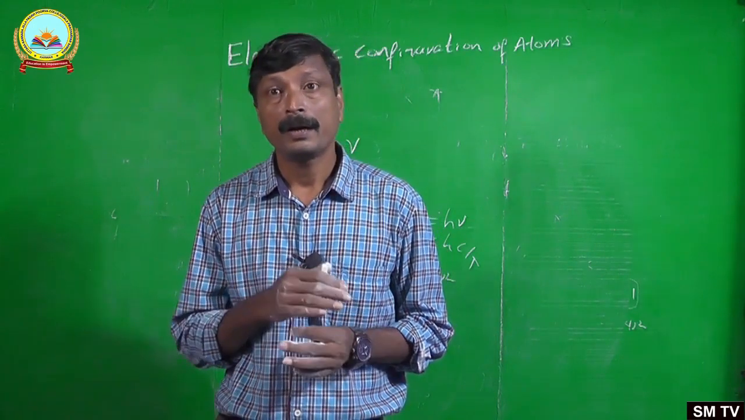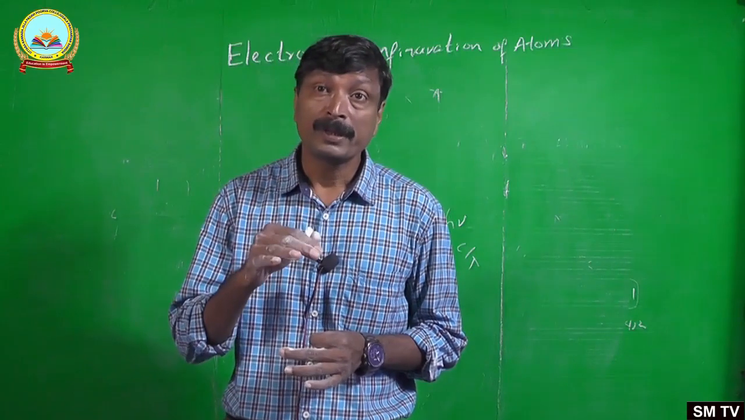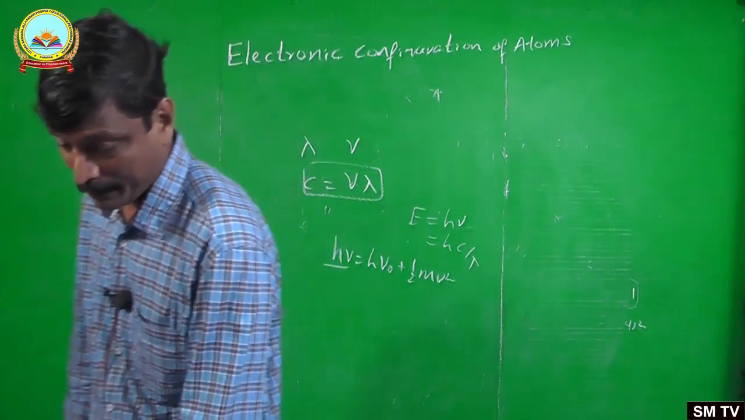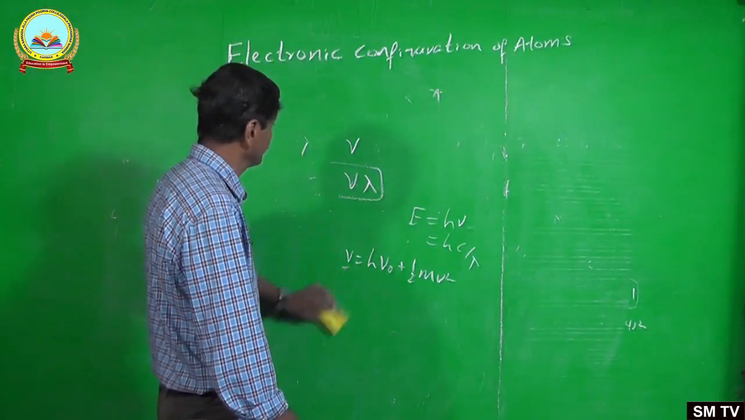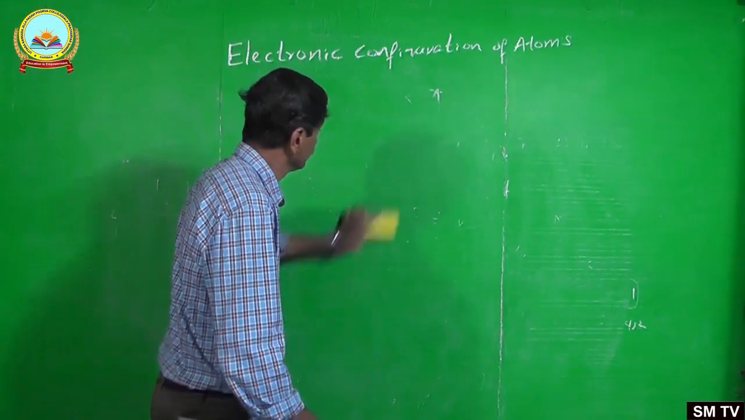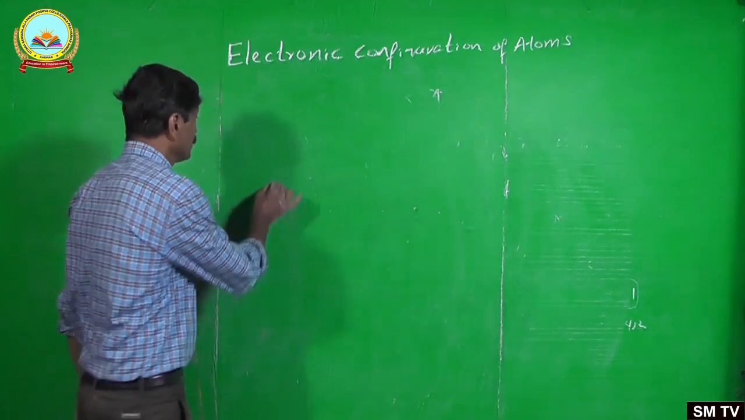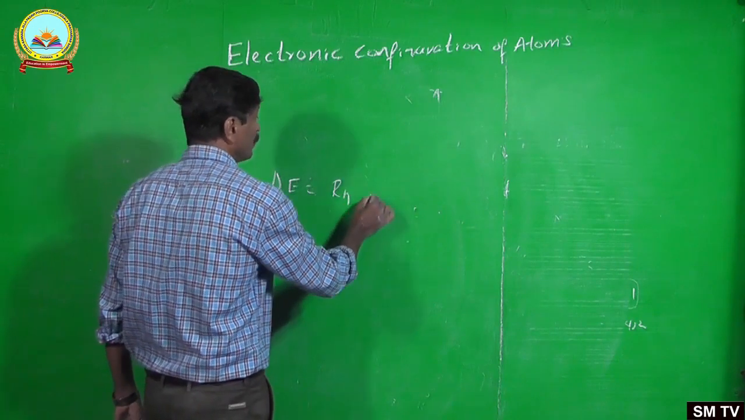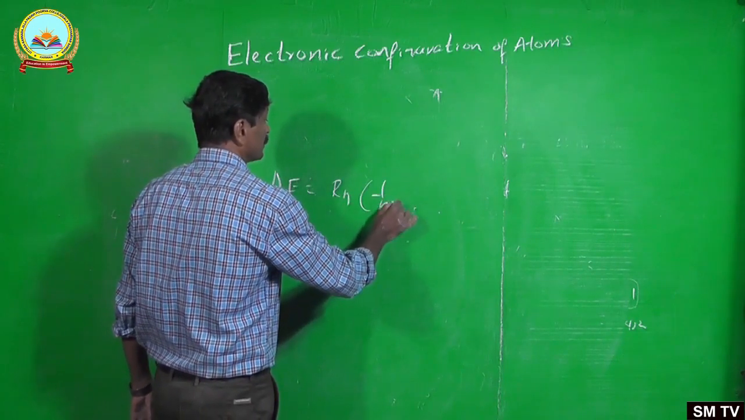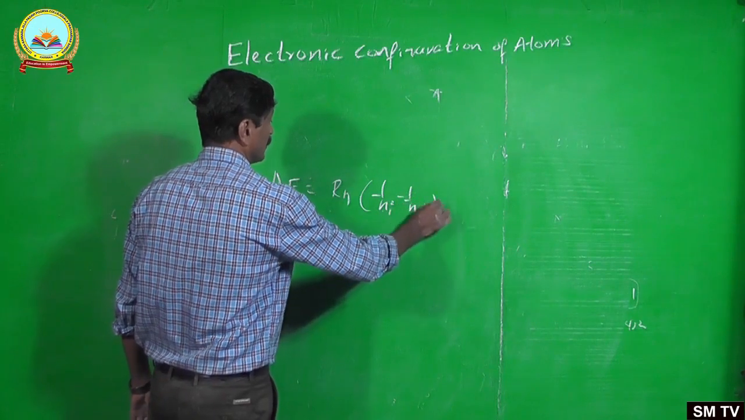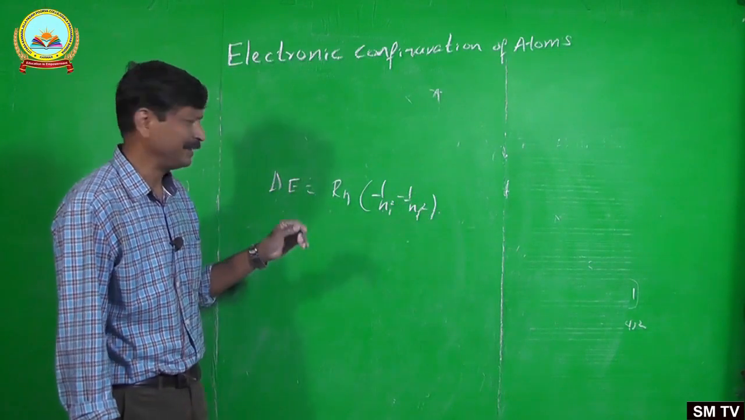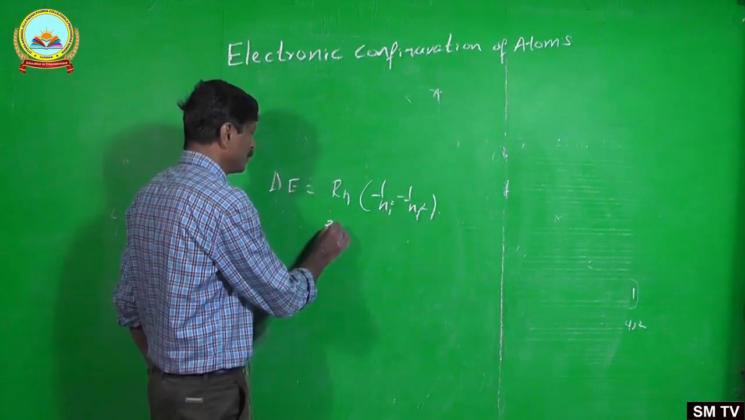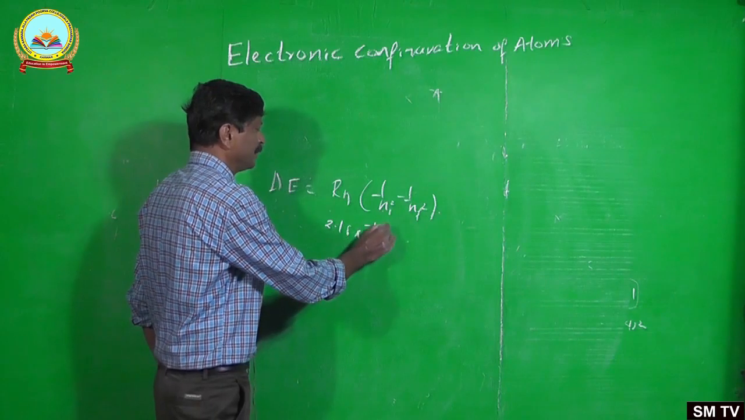So, after that, one more thing, the explanation of hydrogen spectra. See, here also sometimes the problems are asking. What is this one? The energy, delta E is equal to RH into 1 by n initial square minus 1 by n final square. You can calculate the energy easily. Suppose you know the RH value, 2.18 into 10 to the power of minus 18.